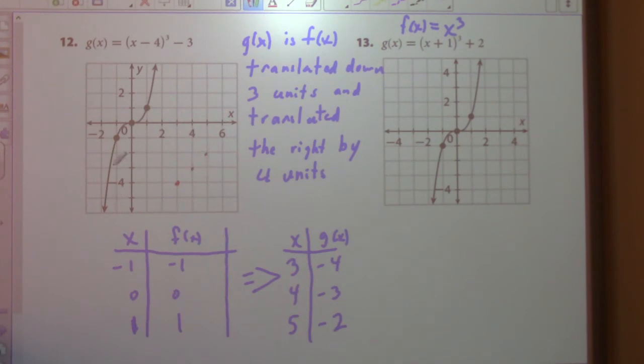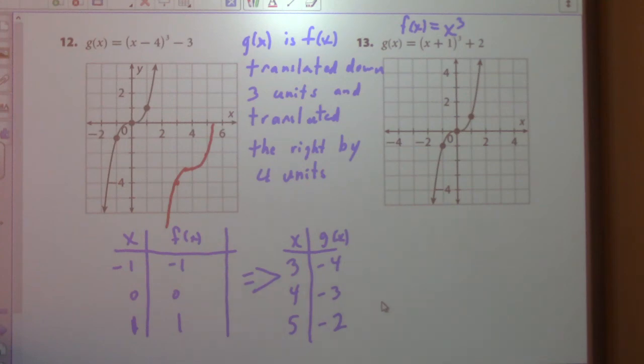So what are we doing with this thing? We're taking it to the right 4 units. 1, 2, 3, 4, and down 3, down 1, down 2, down 3. Does that match just fine? Yeah, it does. Okay, that's not so bad, is it?